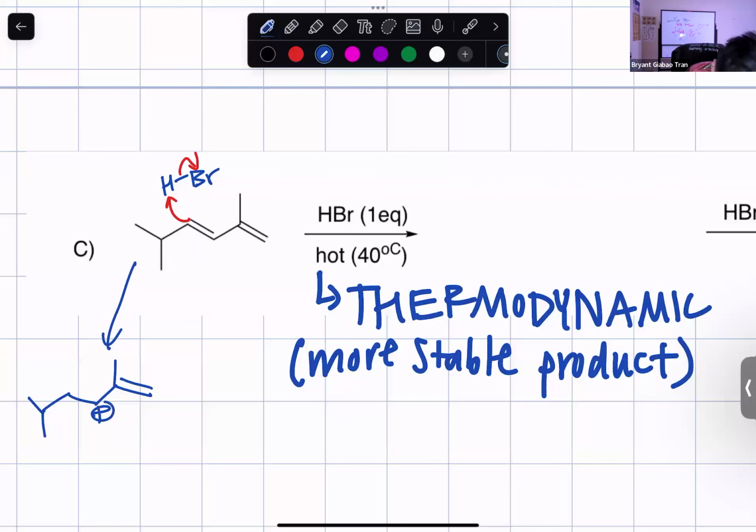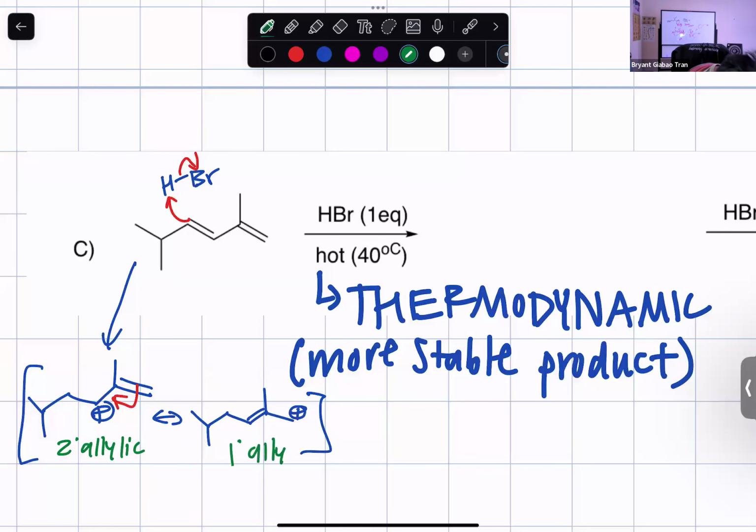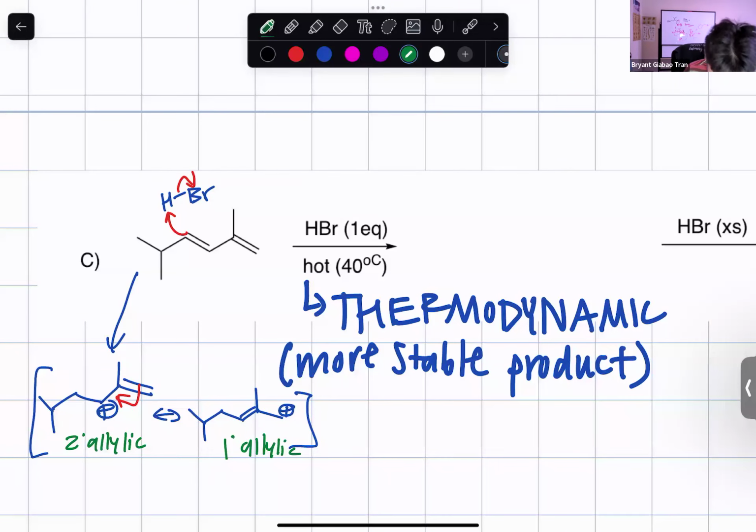And because we said that this is on the allylic position, we could do resonance with the double bond like that, giving us our first resonance set here. Okay, where this is a secondary allylic carbocation, this is a primary allylic carbocation. Now let's react with the other alkene in pink.